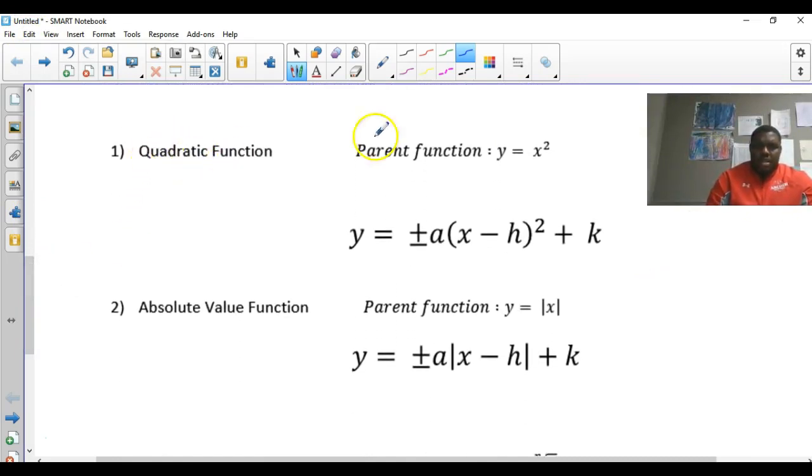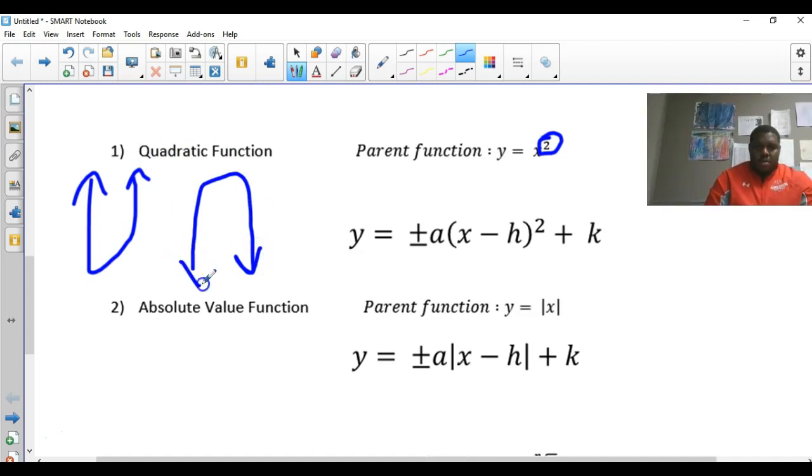A quadratic. We know it's quadratic because the degree here is 2. That tells us it's quadratic. You have a parabola here. That's not a very good parabola, but there you go, parabolas. Okay, you have parabolas.